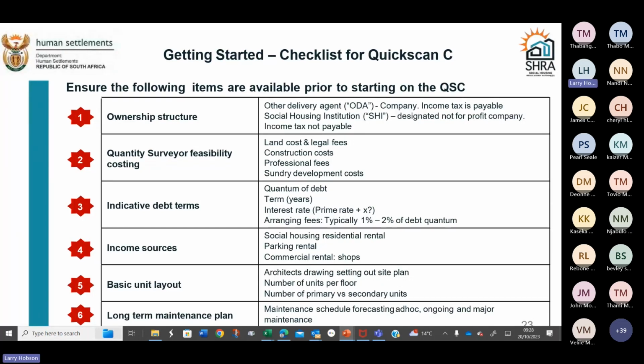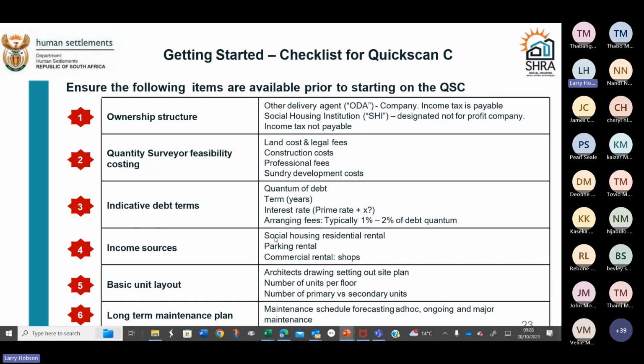You think you're just paying the interest rate, but then you suddenly discover that they've got another fee for initiation, another fee for admin, all these pieces. So you end up with a surprise, but you won't have a surprise once you've done the QuickScan C, because that's all taken care of.